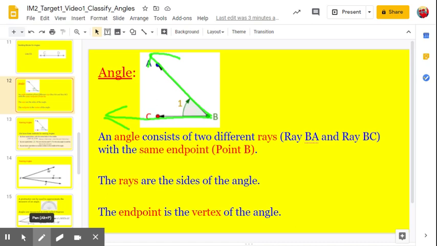So B is that common endpoint, and we call that the vertex. So that is the vertex of the angle. And the two sides are always going to be officially rays, even if it doesn't look like a ray on the picture that you get for the angle.